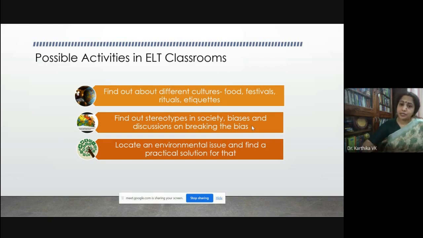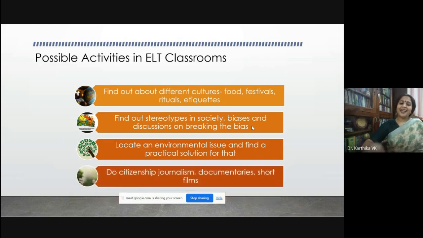For that, we need to change our own practice and do citizenship journalism, documentaries, short films if they are technologically privileged. But if they are not technologically privileged, if they don't have access to all the gadgets, and if you think their cognitive level is quite low for all those things, you can come up with realia, which means you can come up with pictures or you can come up with newspaper articles, something that can be discovered from the immediate surroundings, and then work with that.